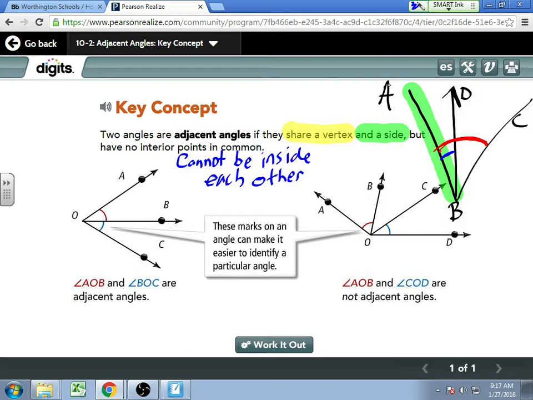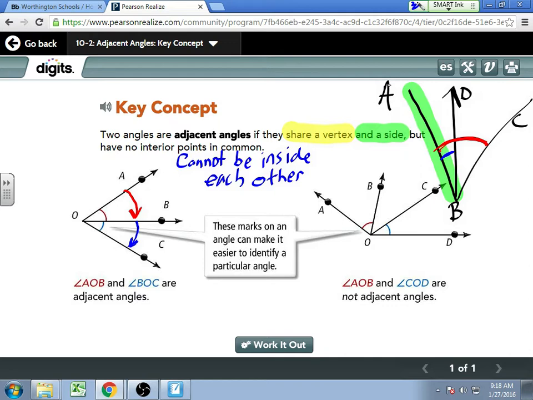So these angles, AOB, is right here. This is the distance between that ray and that ray. BOC is this one. So notice they're beside each other. But if I come over here and look at ABC, my big angle here, and ABD is inside my bigger angle, this cannot be adjacent because it's inside.